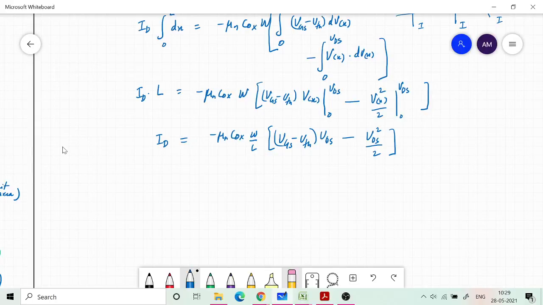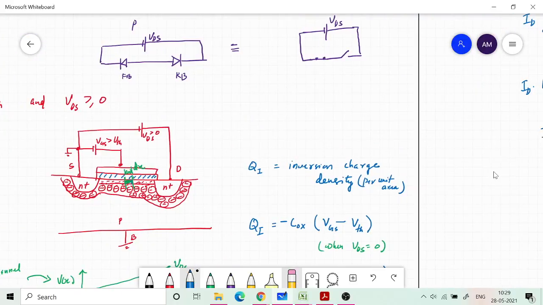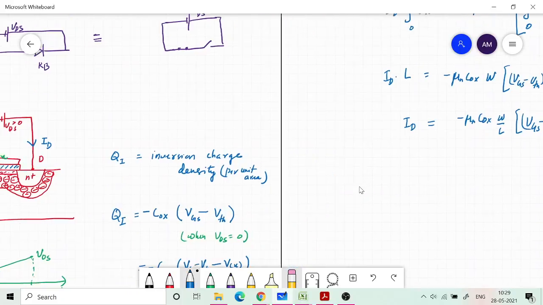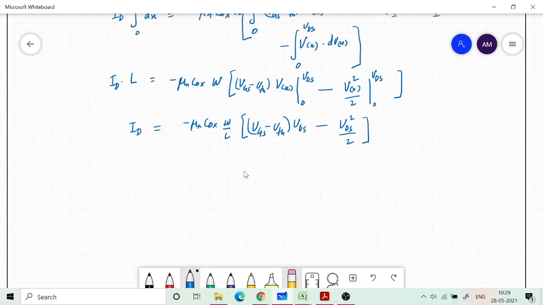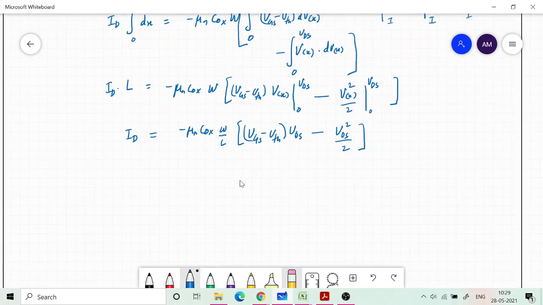So it depends upon how you take the direction of the current. If I take my current direction this way, if I define it this way, then I will get it as positive. So we can drop this sign for that reason and take the current direction as into the drain terminal.